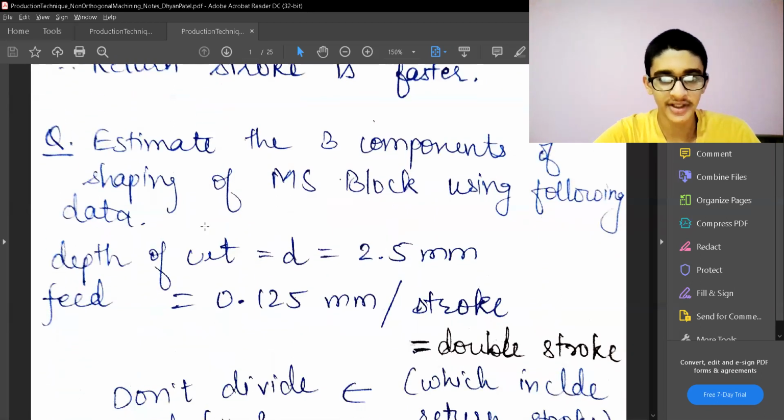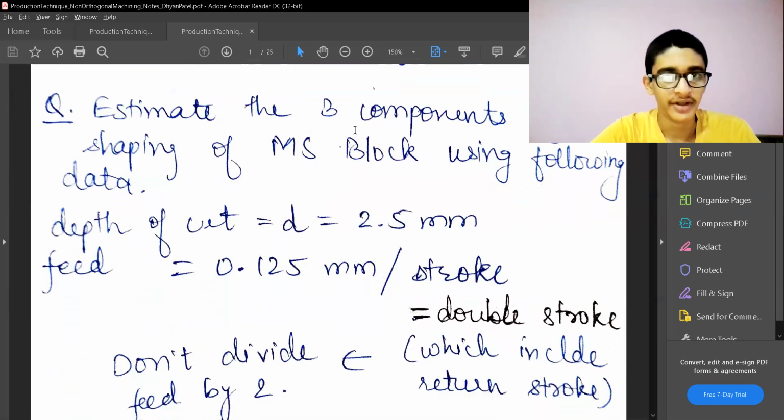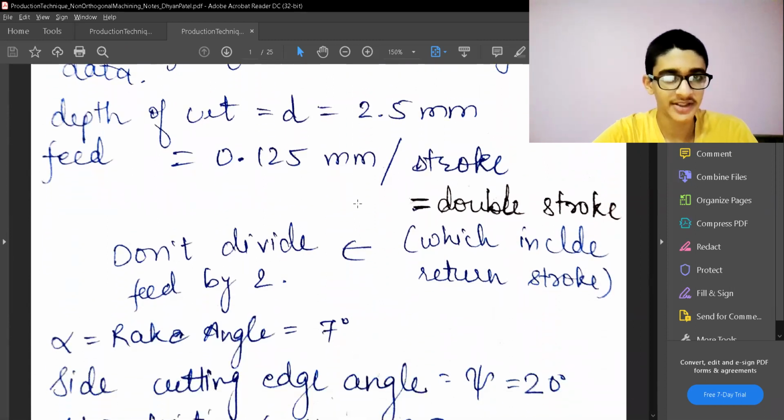Now let's look at a question. We need to estimate the three components of force during shaping of an MS, that is, a mild steel block, using the following data. Almost all data related to machining is given. Depth of cut d is given, and feed rate is given.